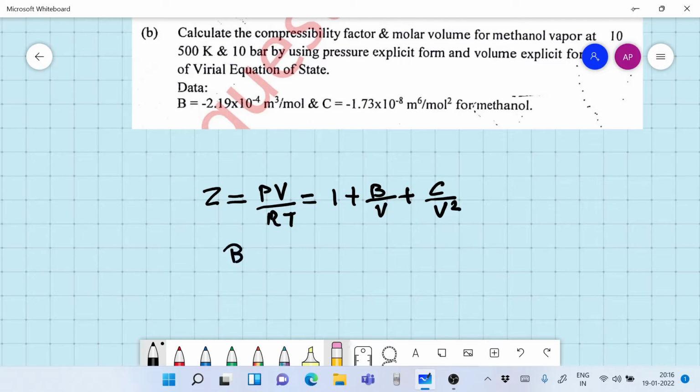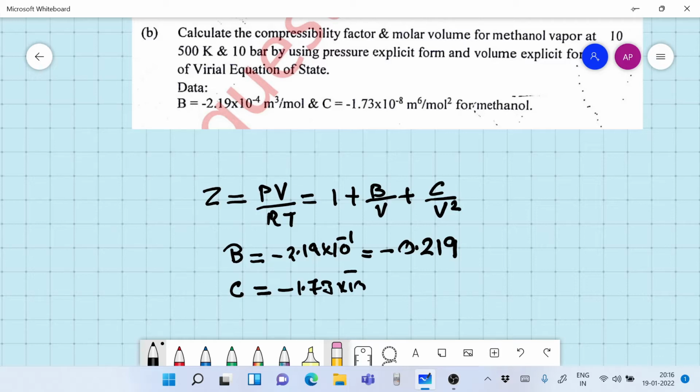Now we have to write the constants in the proper units, because if we take the unit of R as kilojoule per kmol Kelvin, we will have to convert this also into meter cube per kilomole. If you convert this into meter cube per kilomole, B will be minus 2.19 into 10 raised to minus 1, that's minus 0.219. And C similarly is going to be minus 1.73 into 10 raised to minus 2, that's minus 0.0173, right?